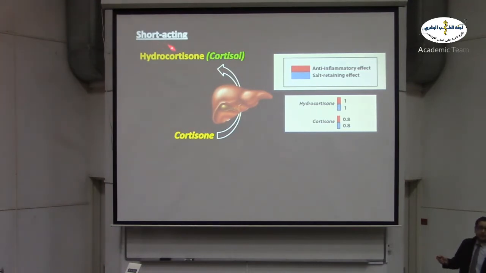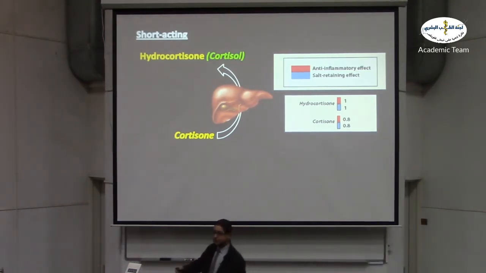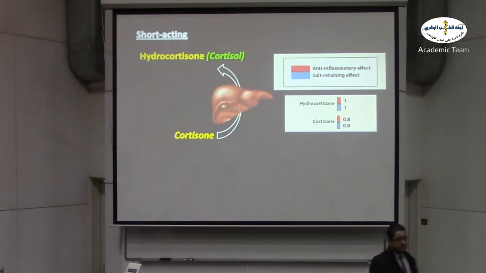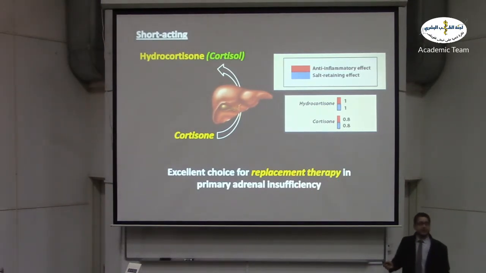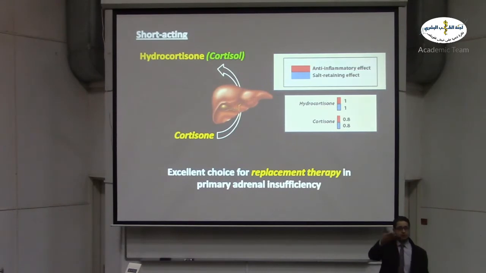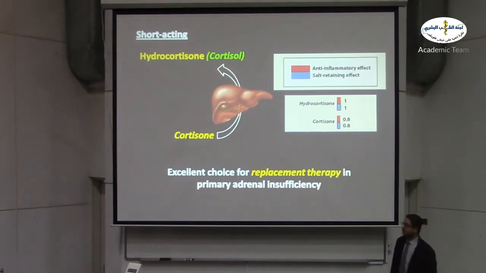The important thing is that both of these drugs, cortisone and hydrocortisone, have an equal effect on both the mineralocorticoid receptors, and thus cause salt retention, and also the glucocorticoid receptor, and thus an anti-inflammatory effect. That is why, if you want to infer something out of this, this is the perfect choice for replacement therapy in cases of primary adrenal insufficiency or Addison's disease. We want something to cover for any type of deficiency we have in primary adrenal insufficiency, so use hydrocortisone or cortisone because they have equal effects on both the mineralocorticoid and glucocorticoid receptors.